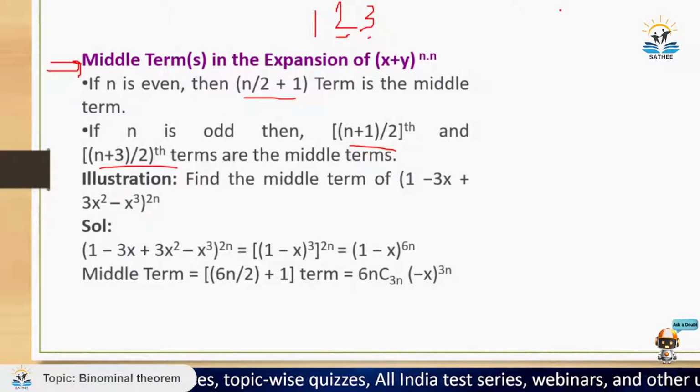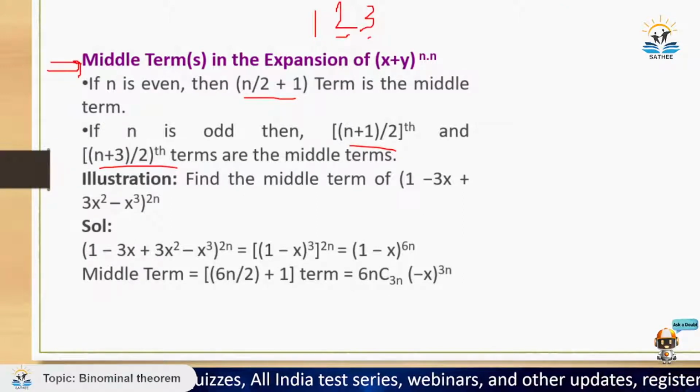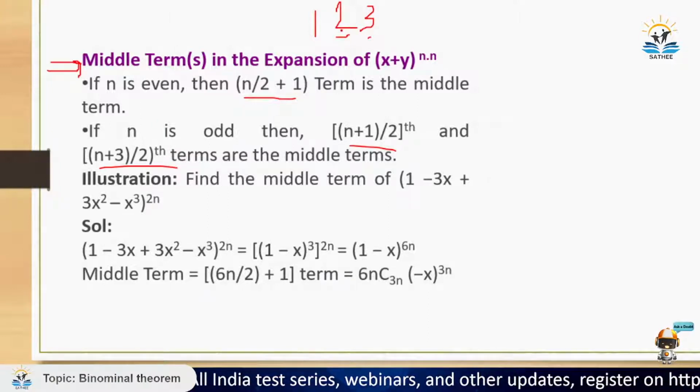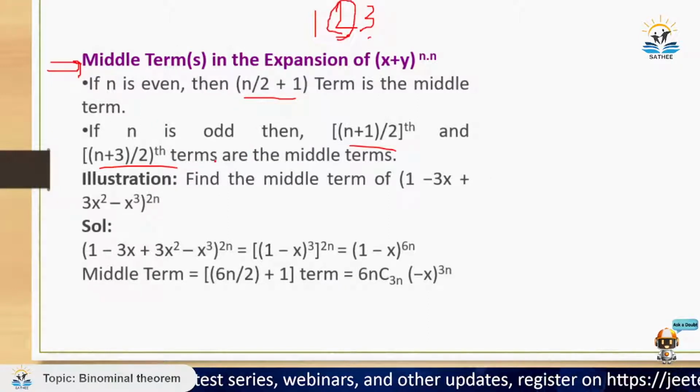Okay, so but something is wrong here. Here only one middle term would be there. So okay, let's understand with the help of questions.